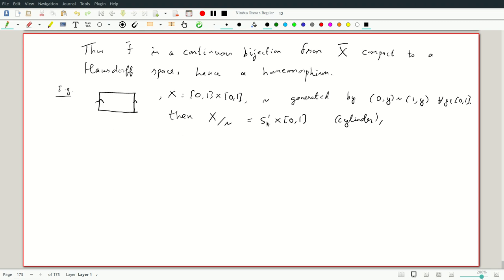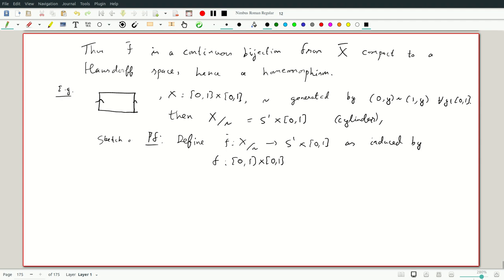Well, why is this? It's very similar to the previous one. As we have here, might as well say proof. Let's define f bar from X by tilde to S^1 cross [0, 1] as induced by f mapping [0, 1] cross [0, 1]. So I'm just going to say sketch of proof, just only the main idea of the proof.